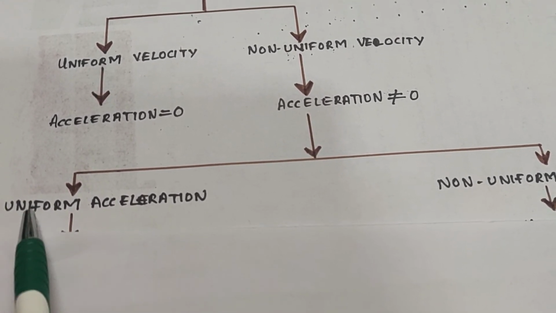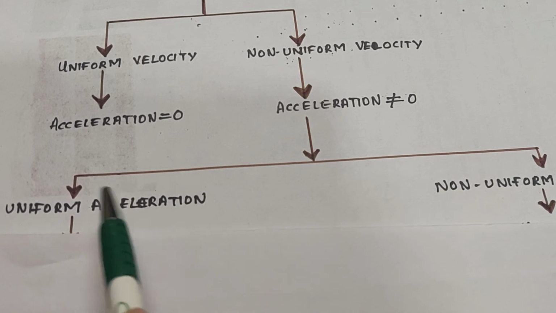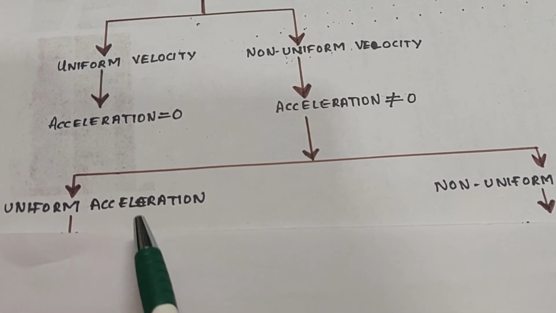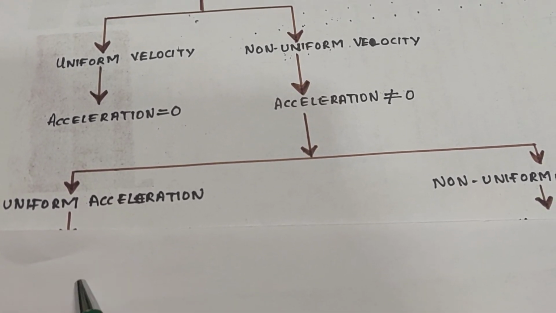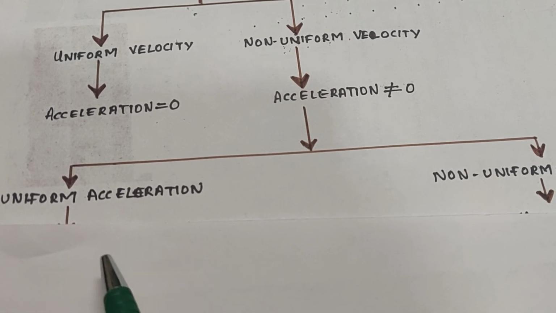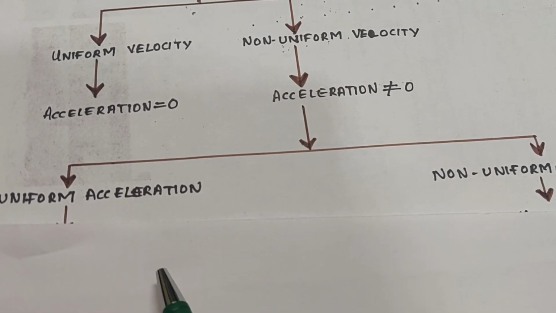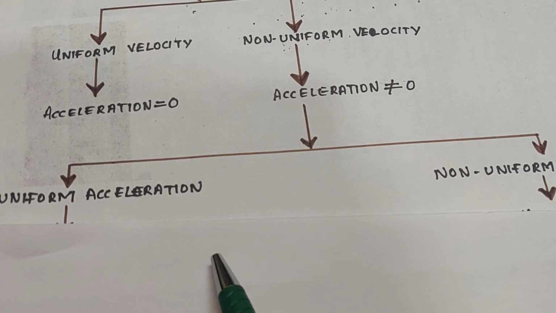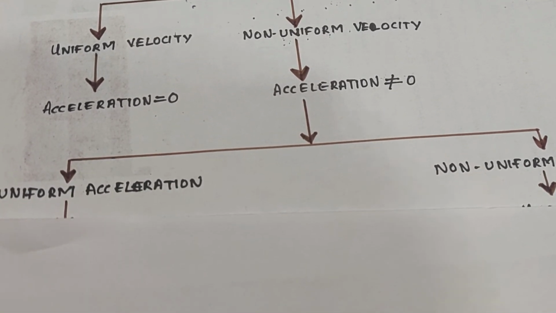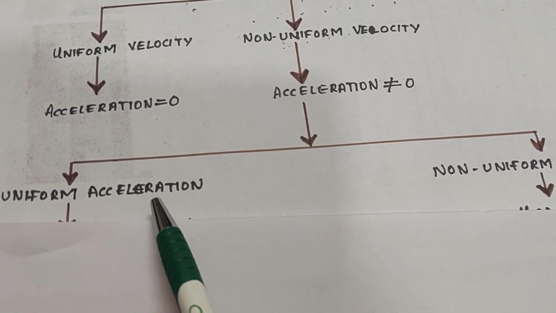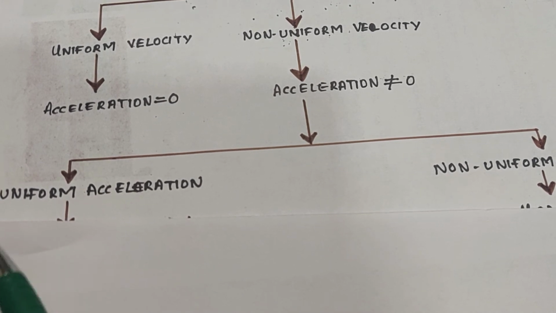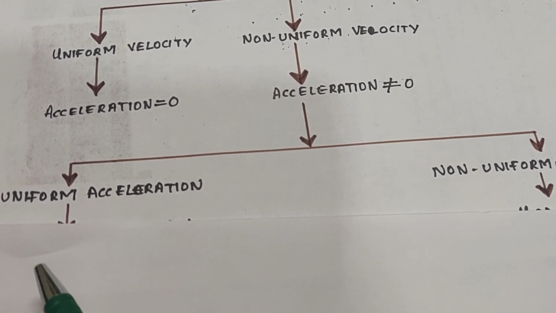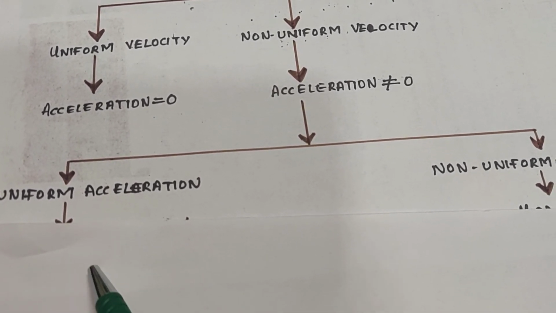And what did I say? That uniform acceleration means it accelerates at the same rate. Can you see 2, 4, 6, 8? So every second there is a jump of 2 meters per second. That's why we call it uniform acceleration, because every time it is accelerating by 2 meters per second.